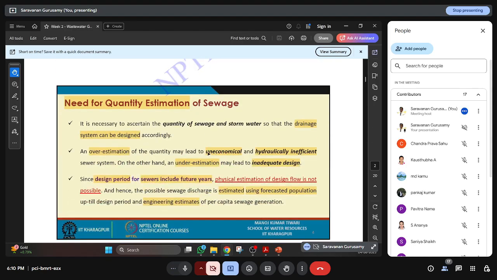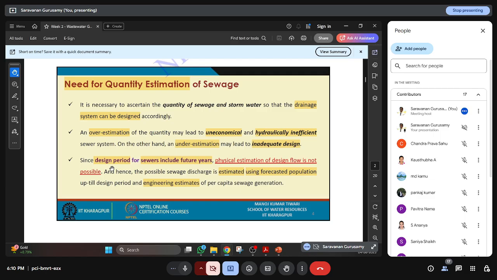Okay. So why do we need to estimate first? Because we need to design sewage and stormwater drains, and that design is directly based on how much water is going to be generated. If we are overestimating, then our sewer design is uneconomical, because we are building bigger sewers. If we are underestimating, then we can't accommodate all the wastewater that is coming in, right? So both overestimation and underestimation will have an impact. One is uneconomical, one will be an inadequate design, right?